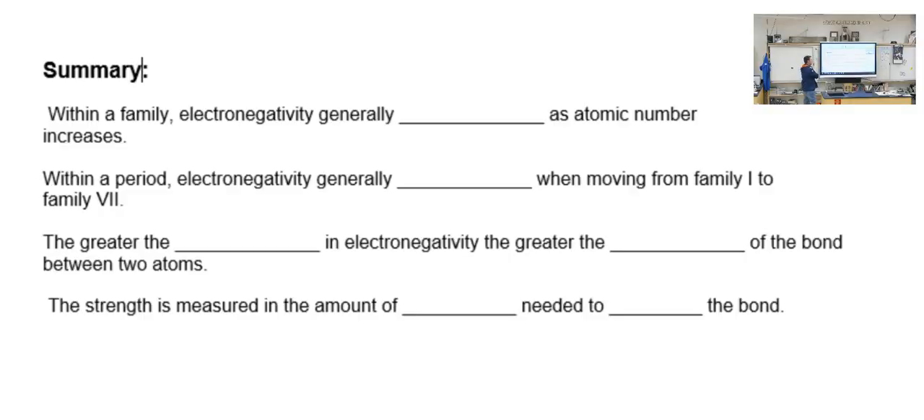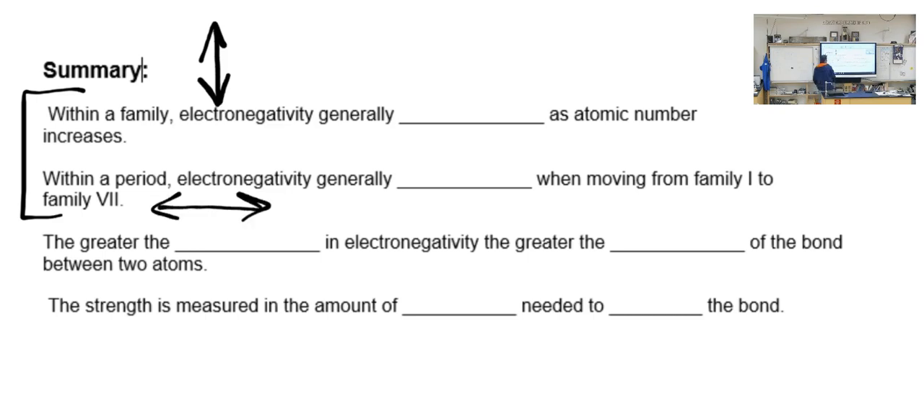All right, so based on that graph you just had, take a moment and answer these questions. You won't know the bottom 2, I'm sorry. So just do these top 2. Within a family, that means up and down, what is happening? And within a period, that means side to side, what is happening to electronegativity? Do it yourself, then check with your lab partner, make sure you're good, and we'll pause this for a good 30 seconds.